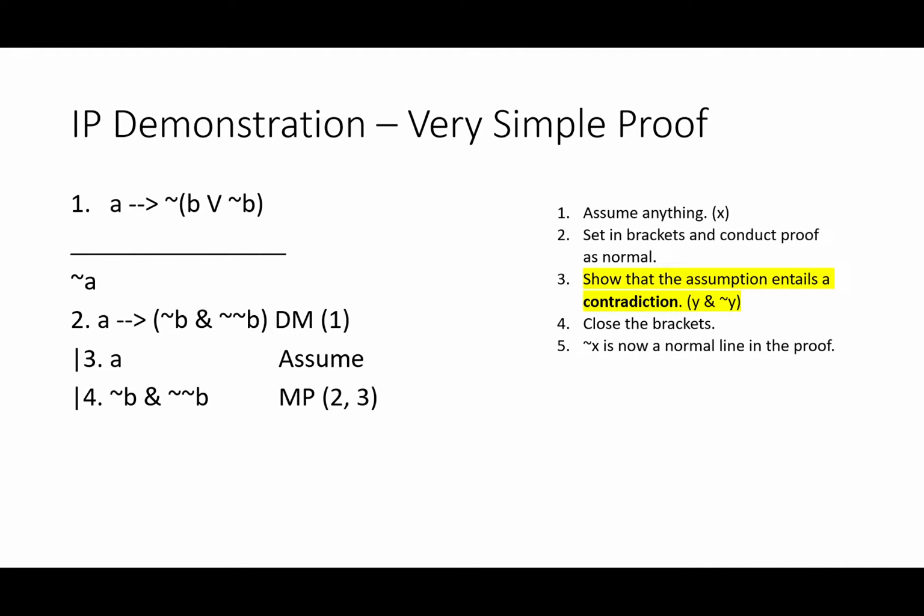Now, any old contradiction will do. This one is slightly more complicated than necessary. If we wanted, we could use double negation and get not B and B. But we don't need to. This is a contradiction all by itself. That's good enough. Close the brackets. Notice that there's no bracket there in line 5. And now we have not A, citing indirect proof, lines 3 through 4.